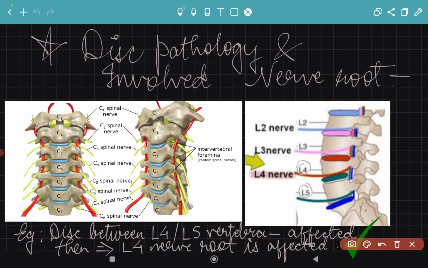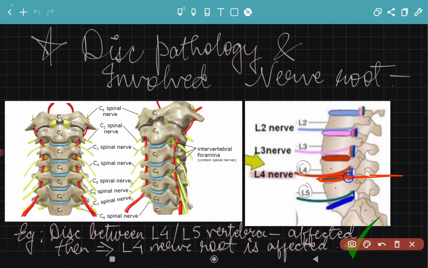And also the disc is present between two vertebrae, and the nerve is also present between two vertebrae. So for example, if we consider the L4 vertebra and L5 vertebra, between them this disc will be present over here.